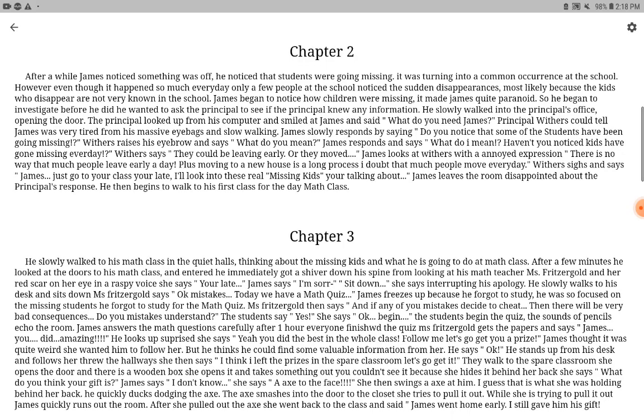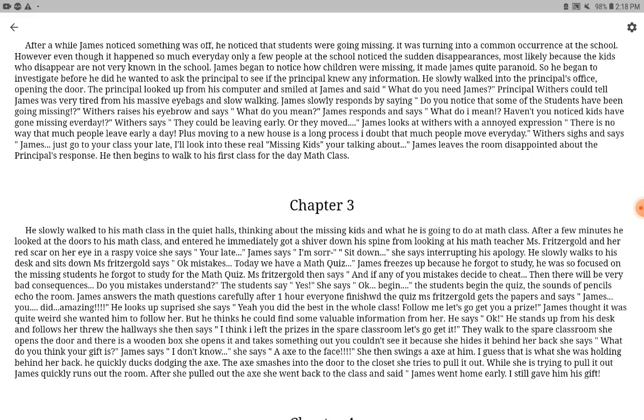Math class. AKA the worst class. But anyways, Chapter 3. He slowly walked to his math class in the quiet halls, thinking about the missing kids and what he's going to do at math class.